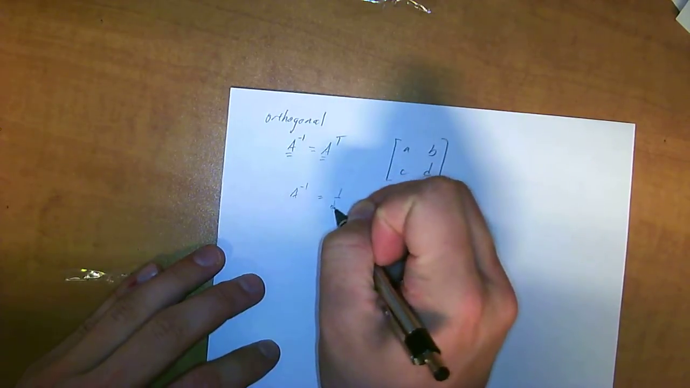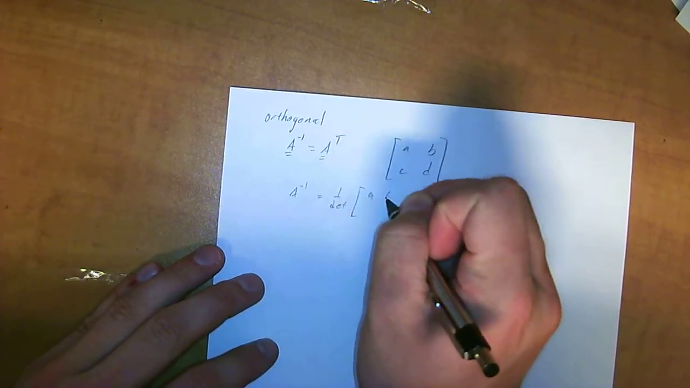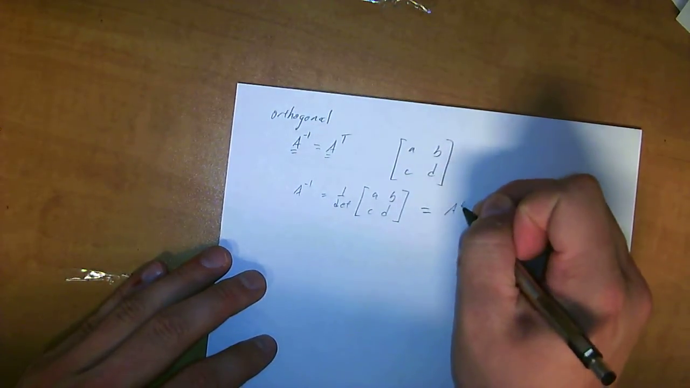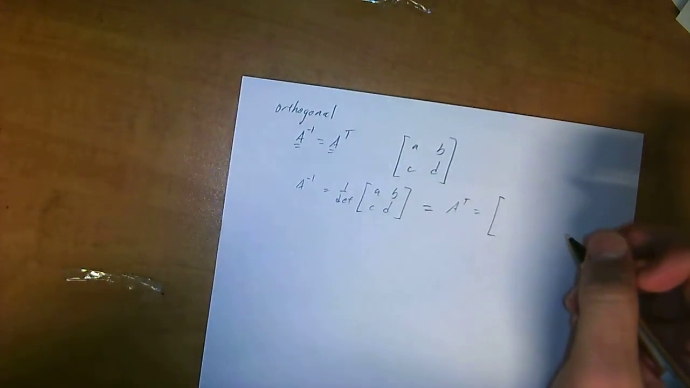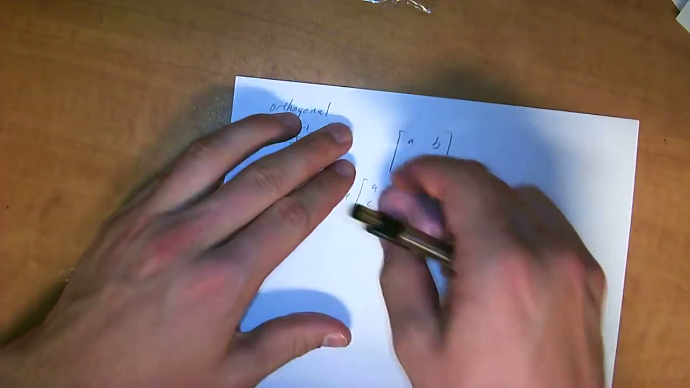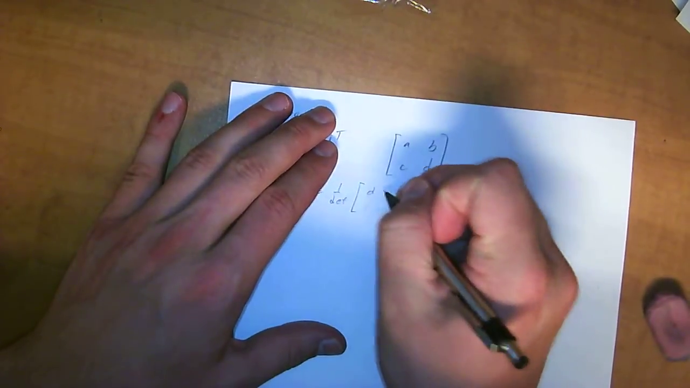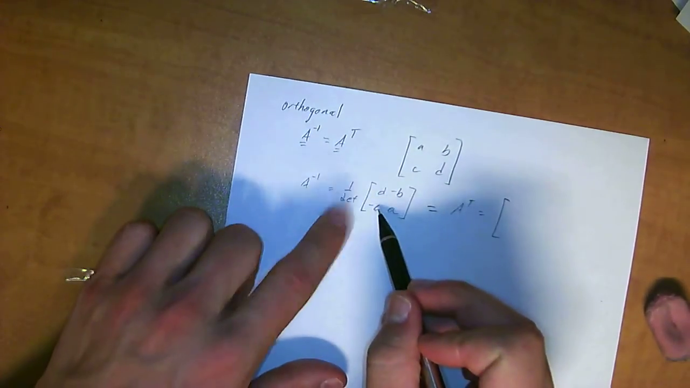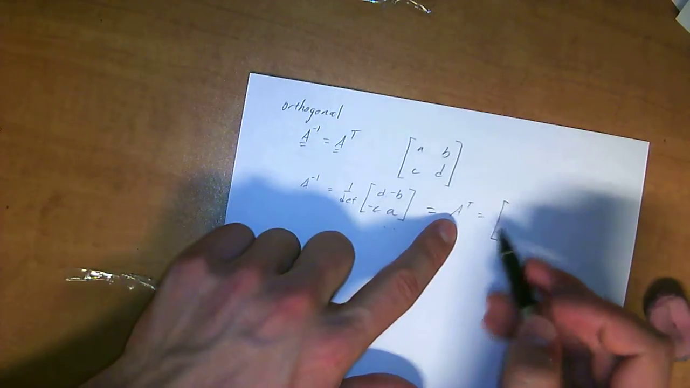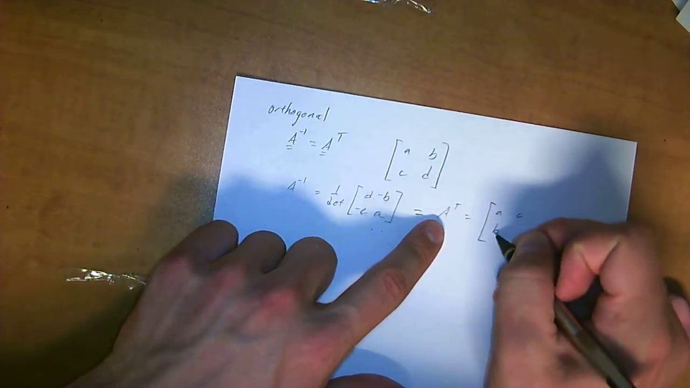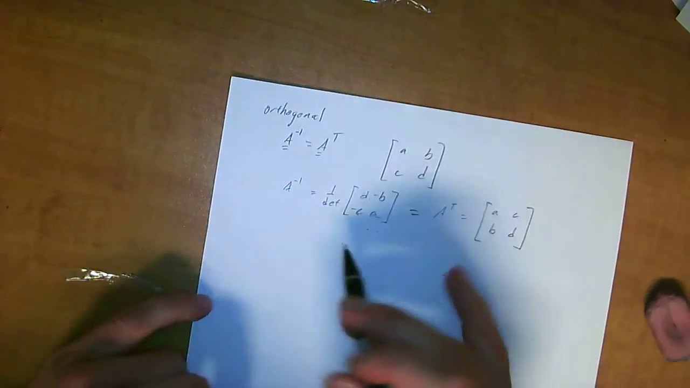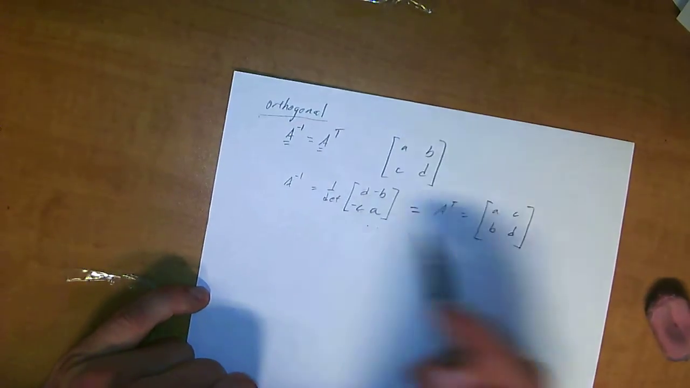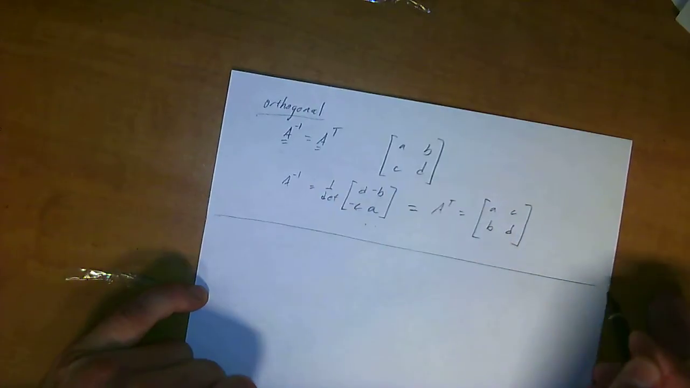A^-1 is equal to 1 over the determinant of A times the matrix D, negative B, negative C, A. So that A inverse is equal to A transpose, which would be A, C, B, D, the transpose. So if this is true for any given matrix, then it is considered orthogonal.